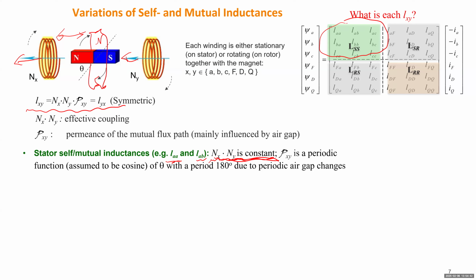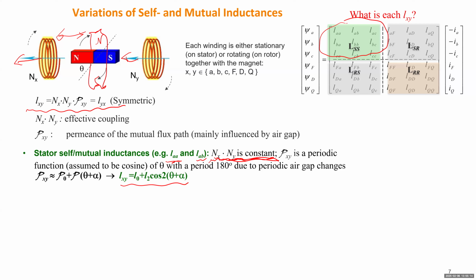And when the rotor revolves by another 90 degrees, the permeance will reach a maximum value again. Which means the permeance will change with theta at a period of 180 degrees. So every 180 degrees, the permeance reaches a maximum value. So we can use a periodic function such as a sine or cosine function to model the change of the permeance. Which will be this function.